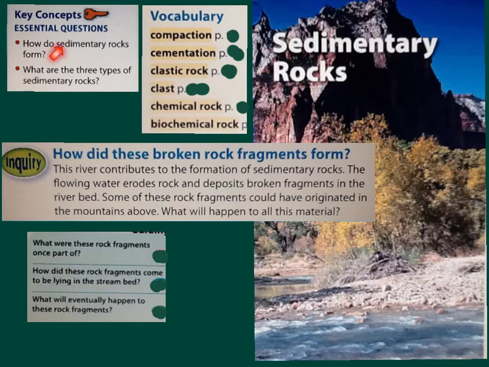The other thing you need to write down in your science journal is these vocabulary words: compaction, cementation, clastic rock, clast, chemical rock, and biochemical rock. All of those definitions will be given to you in this reading.